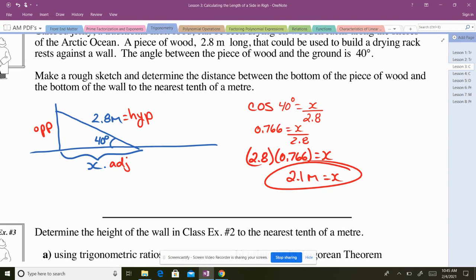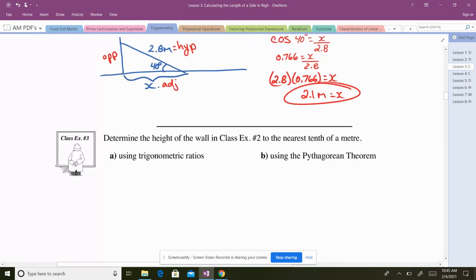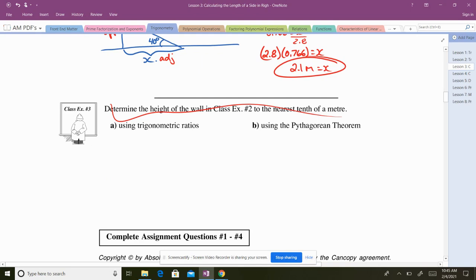So when you're given a triangle, what's your first step? Let's write this down. We're not going to do this question. So, step number 1, label the triangle from the angle given. In this case, from the angle given.